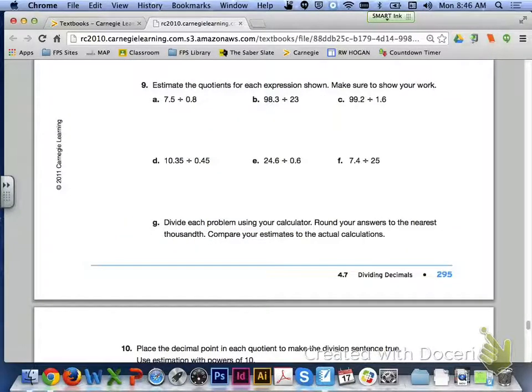Let's skip all the way over to page 295 and take a look at number 9 down at the bottom. In number 9, first it says to estimate the quotients for each expression shown and make sure that you are showing your work. So you're going to go ahead and do letters A through F. And let's take a look at letter G. After you are done estimating, then I want you to divide each problem. And again, we're going to use that traditional method.